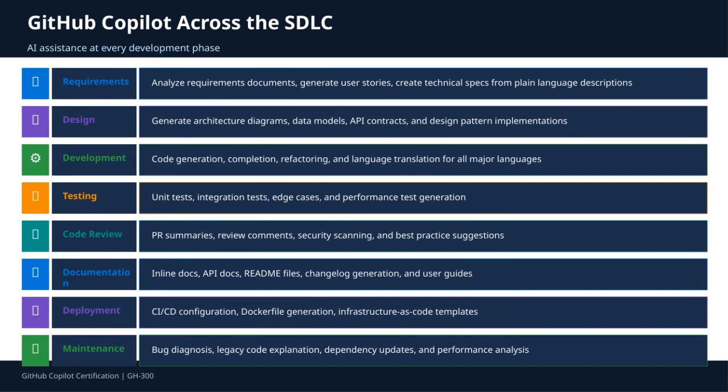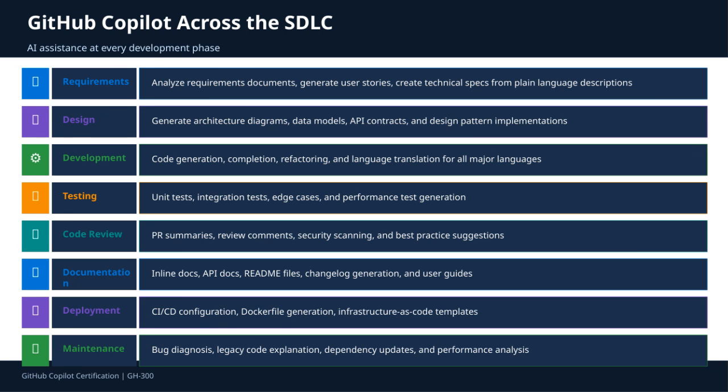GitHub Copilot provides AI assistance throughout every phase of the software development lifecycle, making it an invaluable tool for developers. Starting with requirements, it can analyze documents, transform plain language into user stories, and even create technical specifications. Moving on to design, Copilot helps generate architecture diagrams, data models, and API contracts, as well as implement design patterns.